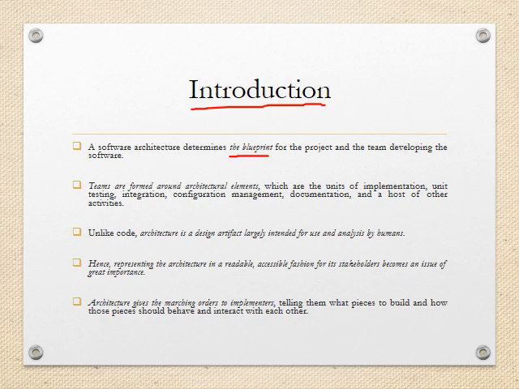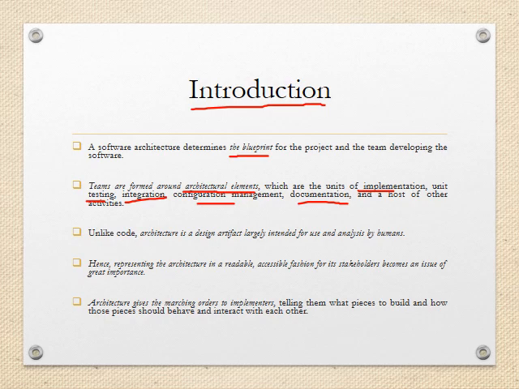Teams are formed around architectural elements, which are units of implementation, unit testing, integration, configuration management, documentation, and a host of other activities. Usually, when a development team consists of different members, each member will do or finish a specific unit or element. These elements can be units of implementation, testing, integration, configuration, documentation, and other activities.